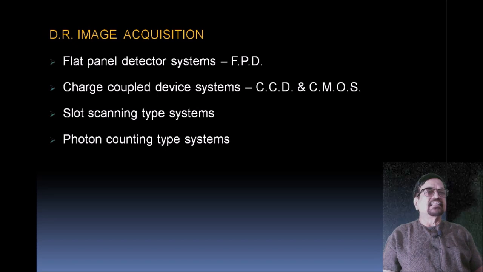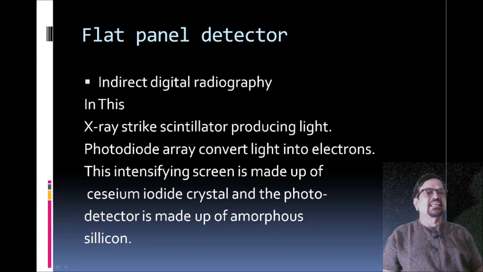Now one of the most essential constituents of the DR image is the FPD, that is the flat panel detector system. This is the basis of DR. We need the FPD, flat panel detector system. Now a charge coupled device is also needed, that is CCD as it is commonly called, or CMOS. CCD is more common, and the long form of it is charge coupled device. Now it is a slot scanning system and a photon counting system. So these are the technical reasons.